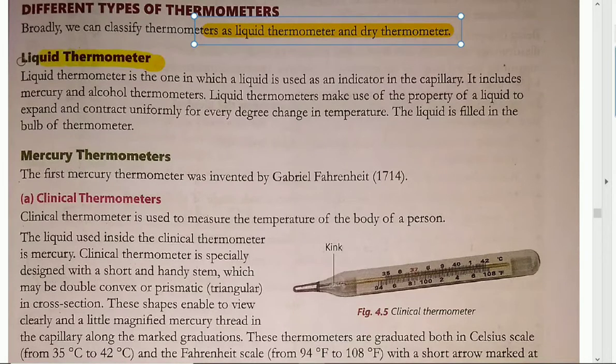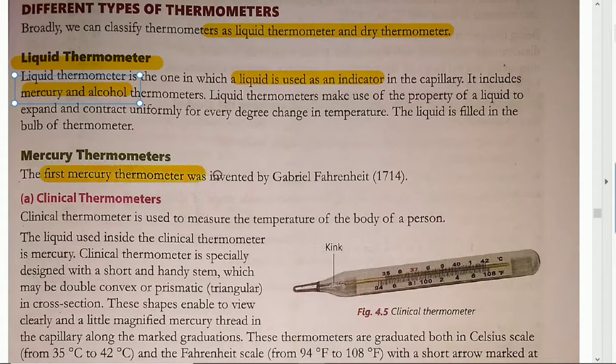What are liquid thermometers? Liquid thermometers are thermometers which consist of a liquid as an indicator. The liquid may be mercury or alcohol. So let's see the mercury thermometer first. The first mercury thermometer was invented by Gabriel Fahrenheit in 1714.